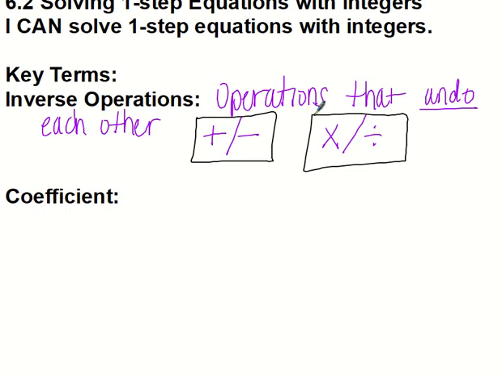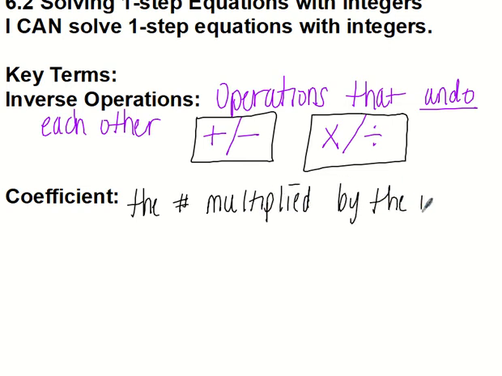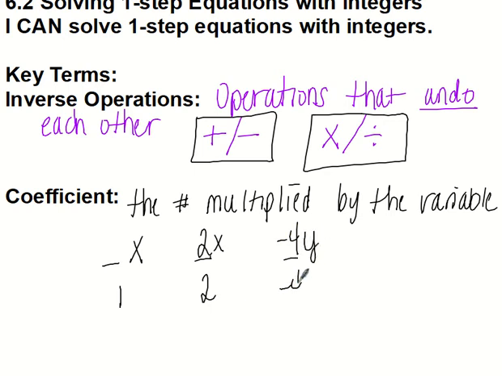And then remember that the coefficient is the number multiplied by the variable. Remember, you can see it in different forms, such as if I just gave you an x, you should know that the coefficient is a 1. If I gave you a 2x, the coefficient is a 2. If I gave you a negative 4y, the coefficient is a negative 4. It is the number with the variable.